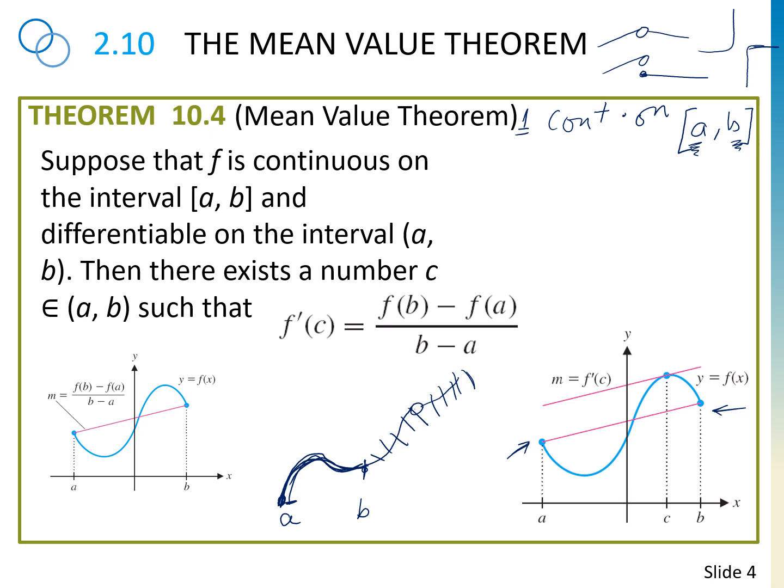Okay, the second condition states that the function should be differentiable in the open interval. Now, why do we say differentiable in the open interval? We have to study between a and b because we don't want to consider any kind of slope at the edges of the function. That's why we say it should be differentiable in the open interval.